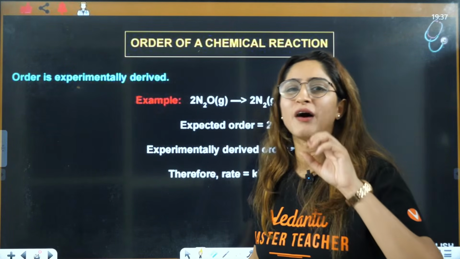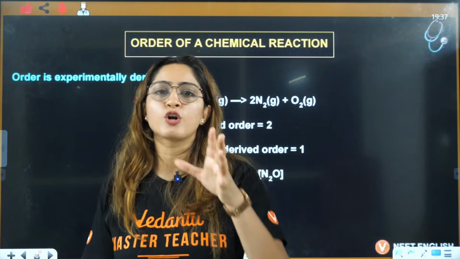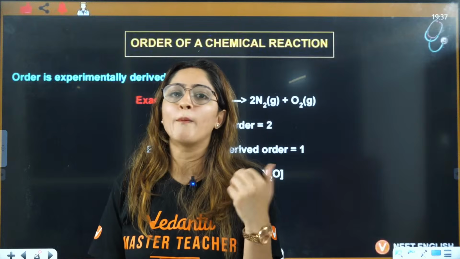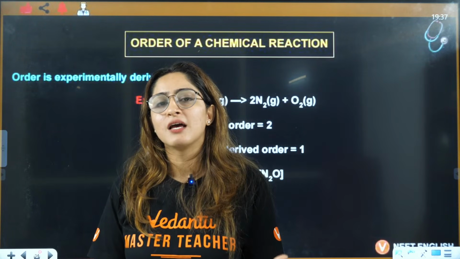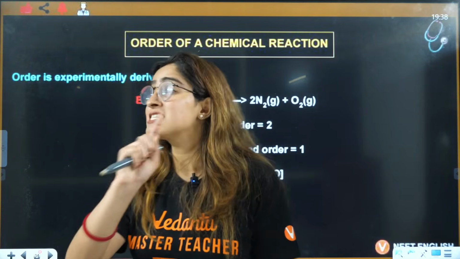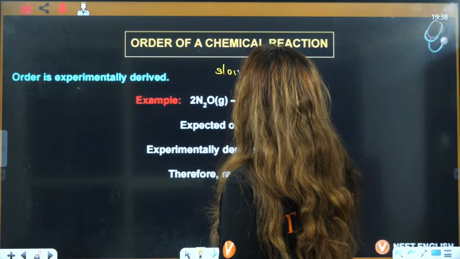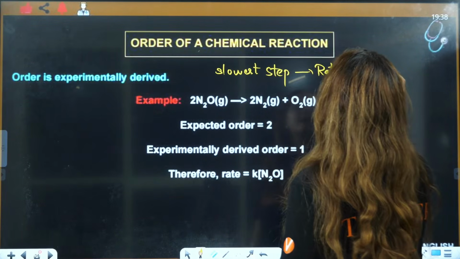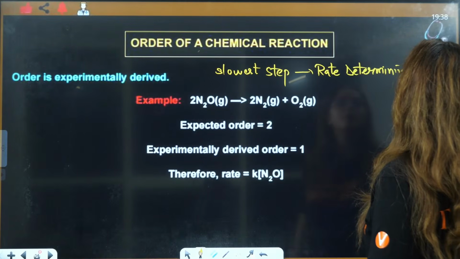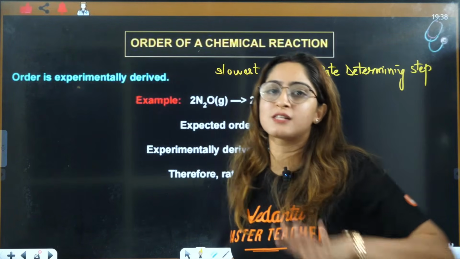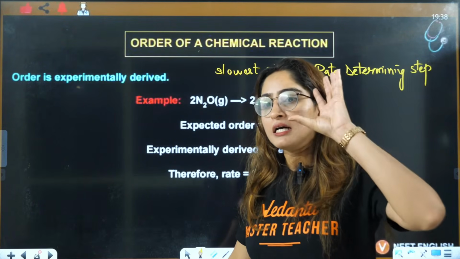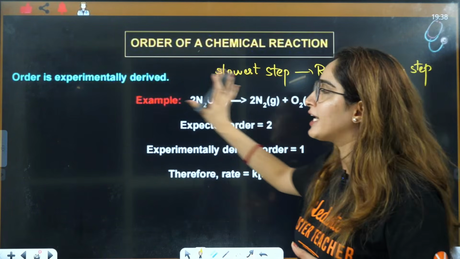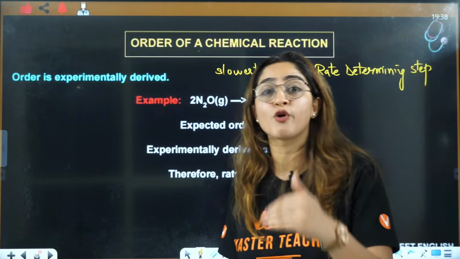So now tell me one thing. Who will tell you this is an elementary reaction or a complex reaction? Experimental data. Now, if that experimental data says that it's a complex reaction, then order of the reaction is not dependent on the overall reaction. It is dependent on the slowest step, that is the rate determining step. So the rate determining step is your slowest step, and that slowest step will tell you the rate of the reaction. And how will you get to know the rate determining step? Rate determining step will be defined experimentally. That's why order of the reaction is also experimentally derived.